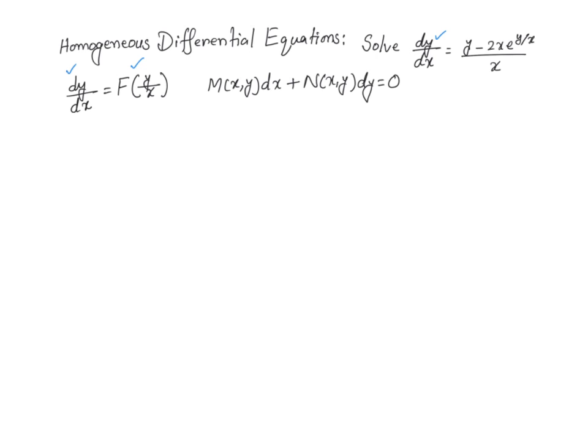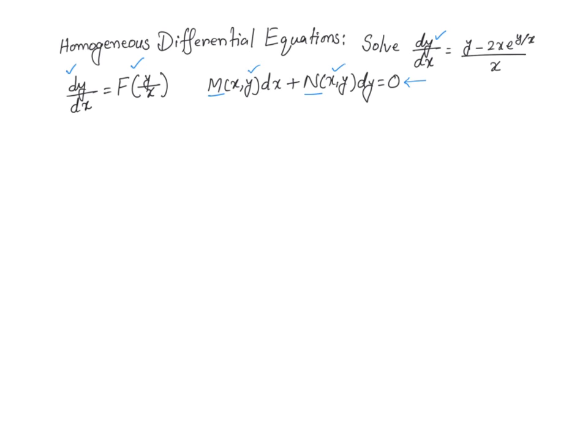An equivalent definition is this, where you have M of x, y times dx plus N of x, y times dy is equal to 0. This is going to be a homogeneous differential equation if both M and N are homogeneous functions of the same degree. They must have the same degree.